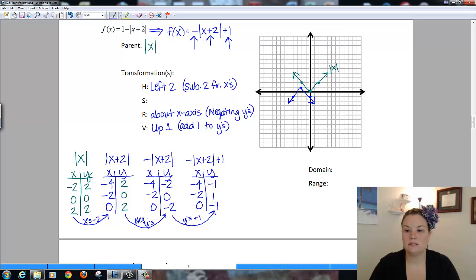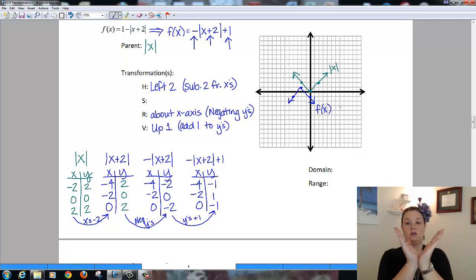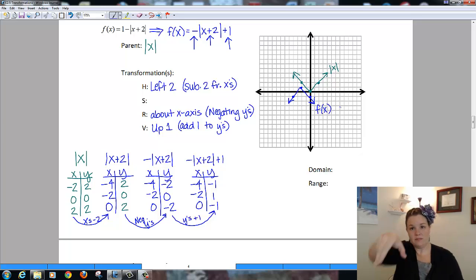So notice my new function is now in blue. This is my f of x. So what happened, if you start with the green picture and just think through it, we had the green picture and then we went left 2. Once we go left 2, then we flip it down across the x-axis. So we started out like this, we went left 2, then we flipped it down, and then we went up 1. And that gives us our blue picture.